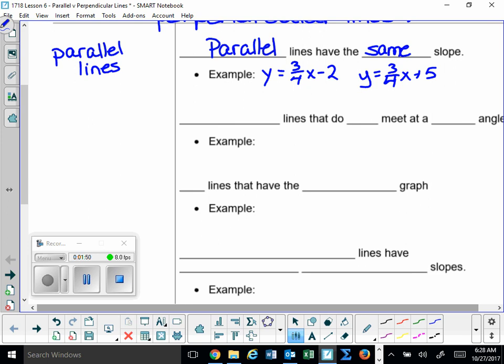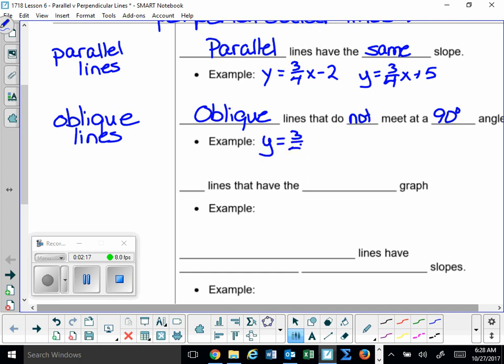We have oblique lines. Oblique lines do not meet at a 90-degree angle. They do intersect. They just don't intersect at 90 degrees. So for example, y equals 3/4 x minus 2 and y equals -1/2 x plus 1. These two lines will intersect, but not at a 90-degree angle.